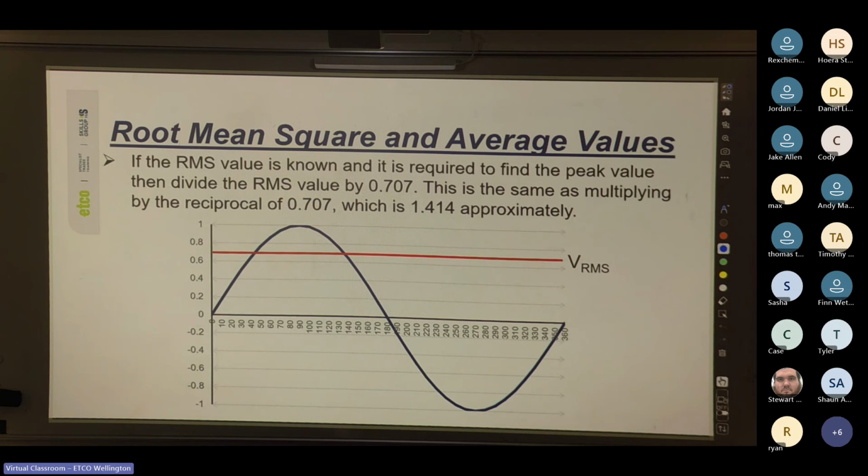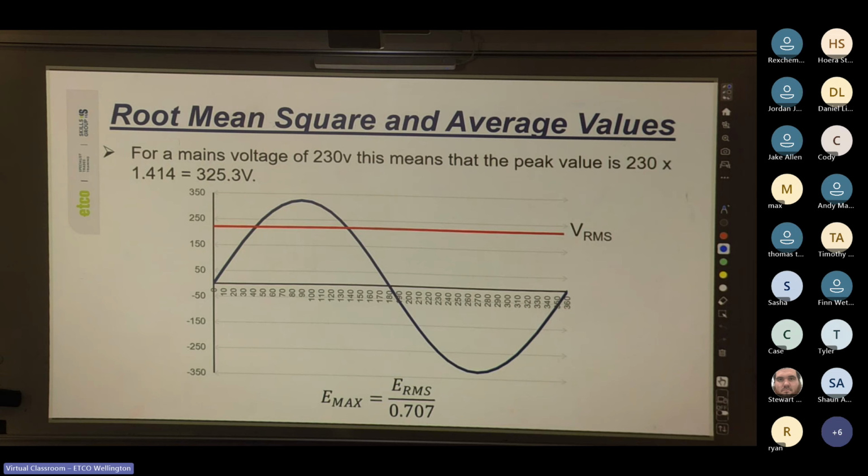Cool. So if the RMS value is known and it is required to find the peak value, then we divide the RMS value by 0.707. This is the same as multiplying by the reciprocal of 0.707, which is 1.414 approximately. Don't worry about that. Just remember RMS 0.707. That's all you need to remember. So for the mains voltage, this means that the peak value is 230 multiplied by 1.414 or divided by 0.707, which gives us 325.3 volts.